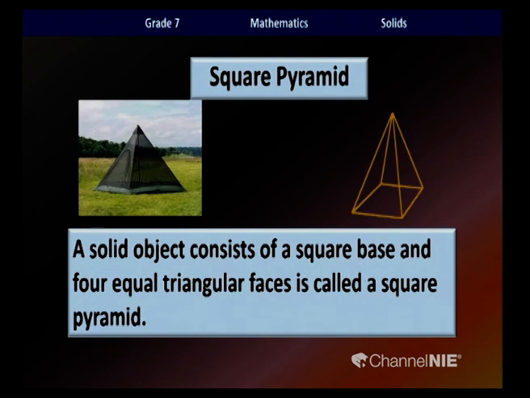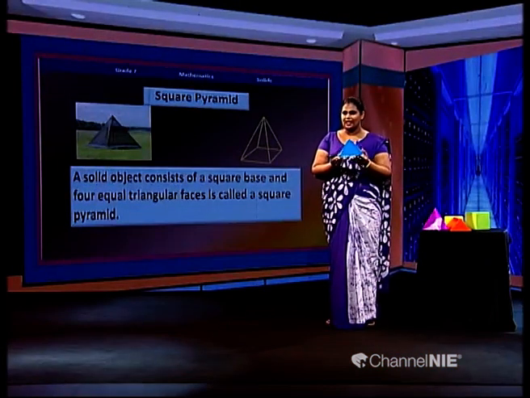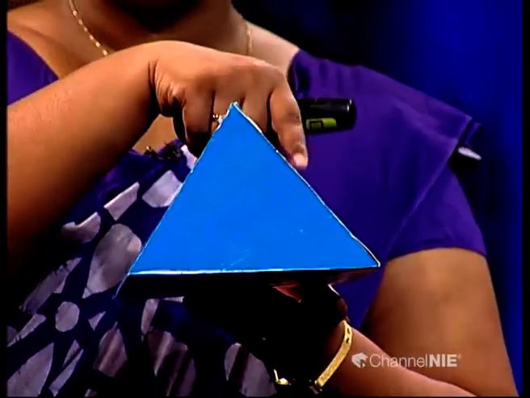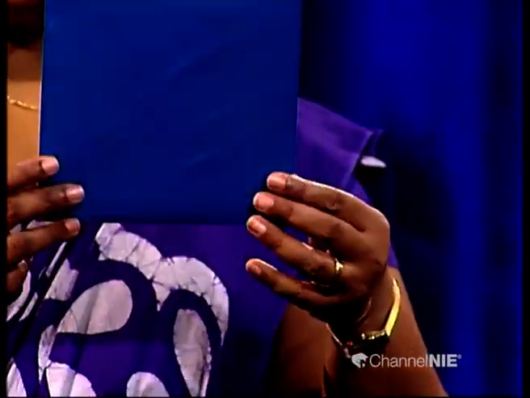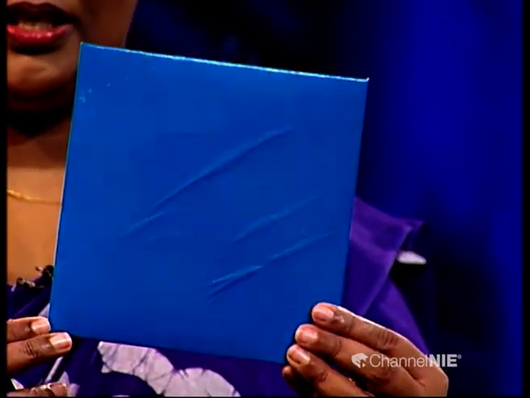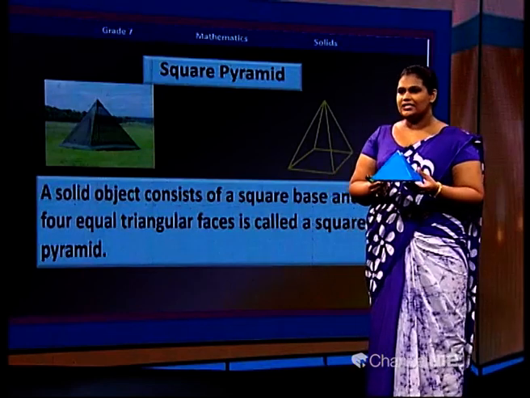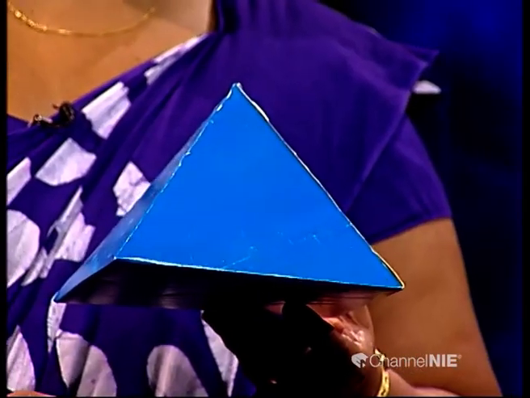Square pyramid is a solid object consisting of a square base and 4 equal triangular faces, and here I have taken a square pyramid to show you. Here we have 4 equal triangular faces, and can you see the base is a square. Now we will consider the features of this square pyramid.